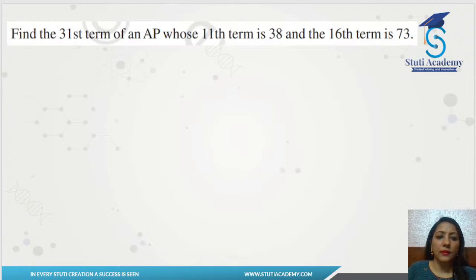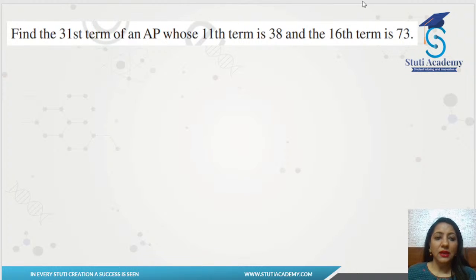Now, coming to the next question we have. I am discussing the second exercise of NCERT that's given on page number 106. We completed last time till question number 6. Now I am starting with question number 7 given on page number 106.